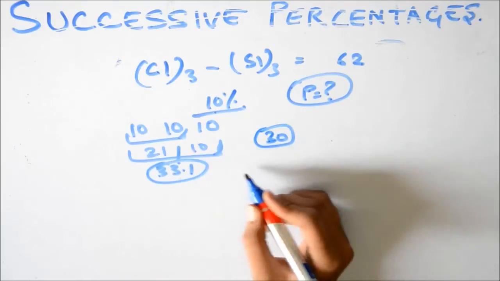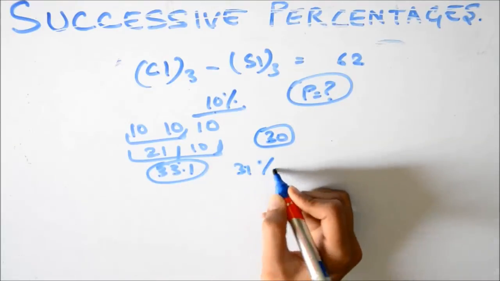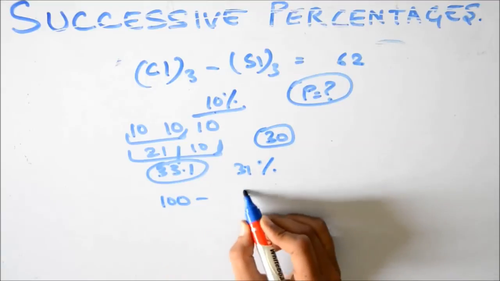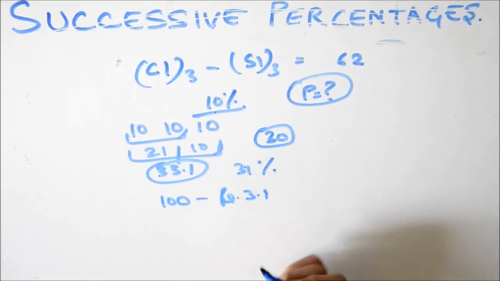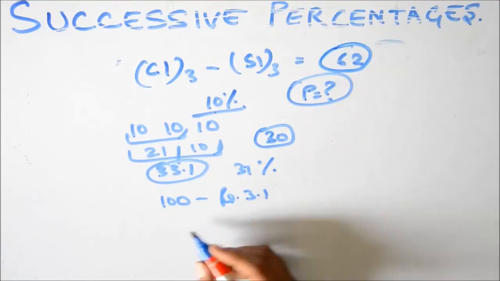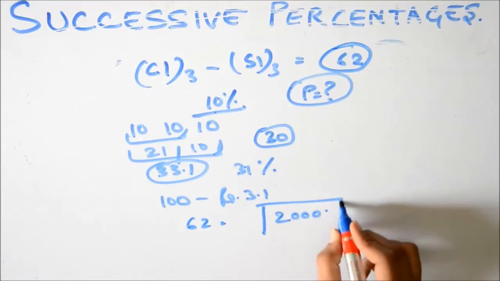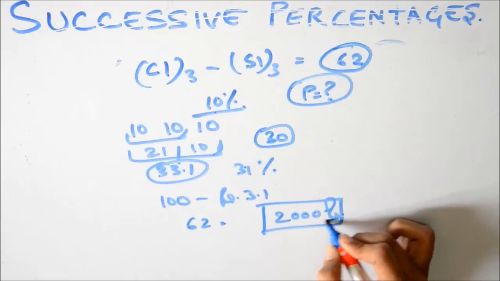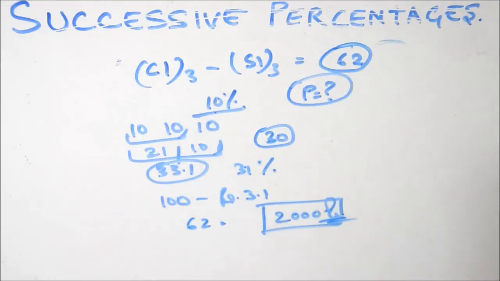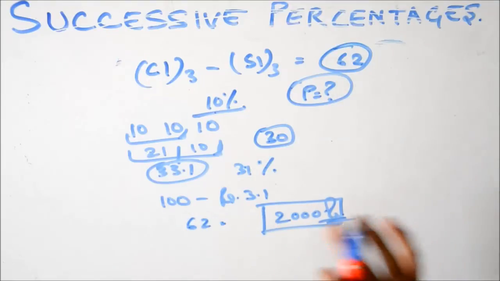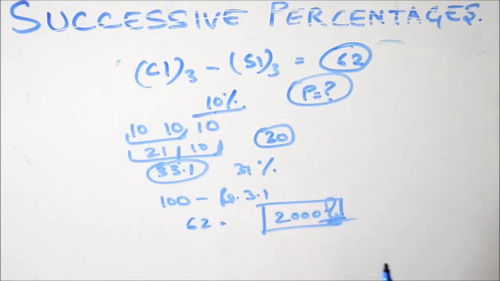So what is the difference? 3.1%. Now, for 100, there is 3.1 rupees, right? And we know that it's 62. So for 62, it will be 2000 rupees. The principal is 2000 rupees, right? So very easily, by using successive percentages, we have calculated this question, and we have solved this question in a matter of seconds.